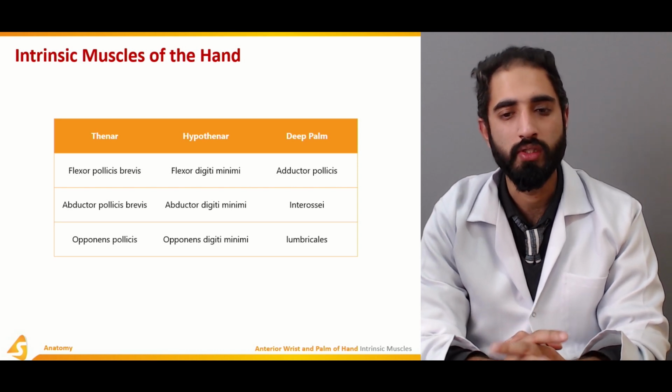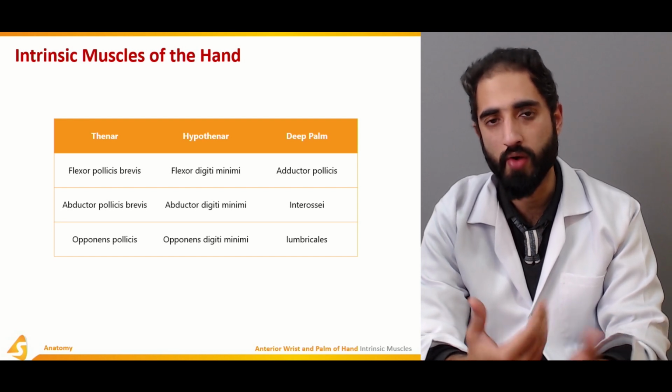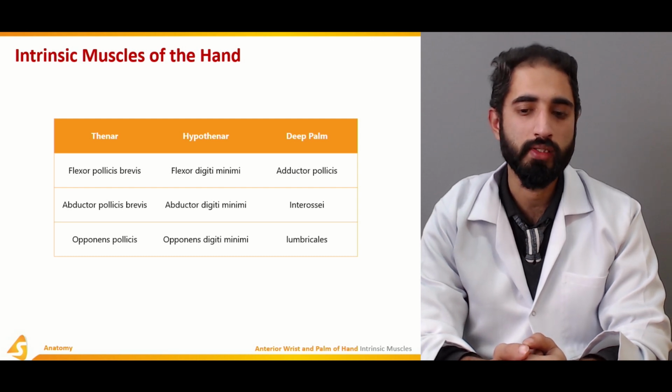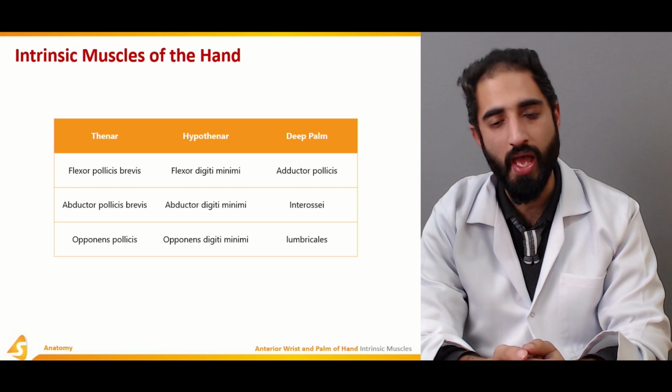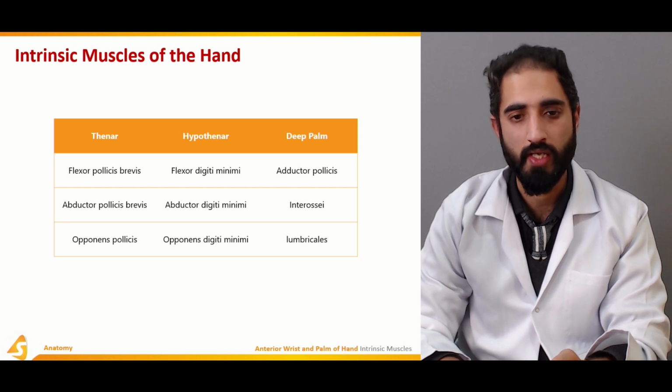Then at the end we have the deep palm, which has muscles deeply located in the ventral aspect or the palmar aspect of the hand, including the adductor pollicis, interossei muscles, and the lumbrical muscles, and we are going to talk about them in detail in the upcoming slides as well.